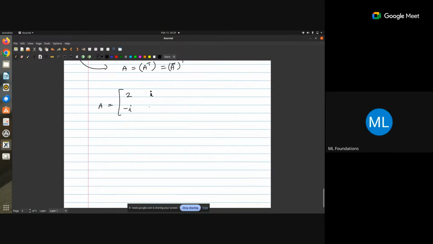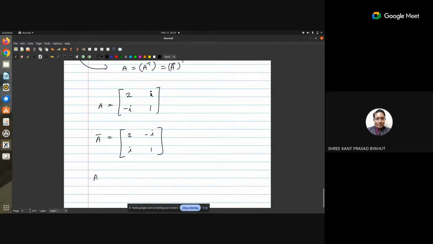Let's say we take 0, 1. If this is matrix A, we have to verify whether it is Hermitian or not. How to do that? First of all, try to find the conjugate matrix. What is the definition of conjugate? Wherever we find a complex number, we change the sign. So what is the sign change? 2, minus i, plus i, 1.